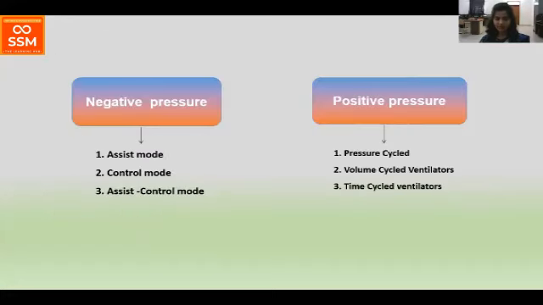In ventilators, there will be two pressures. One is the negative pressure and another one is the positive pressure. Under negative pressure, there will be three modes. The first mode is the assist mode, the second one is the control mode, and the third one is the assist control mode. Under positive pressure, there will also be three modes. The first one is the pressure cycle, the second one is the volume cycle ventilators, and the third one is the time cycle ventilators.